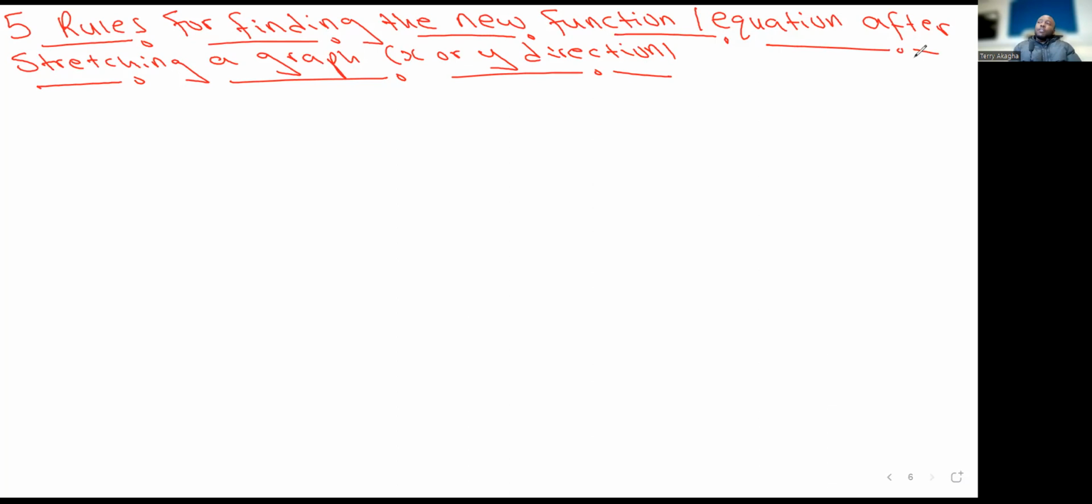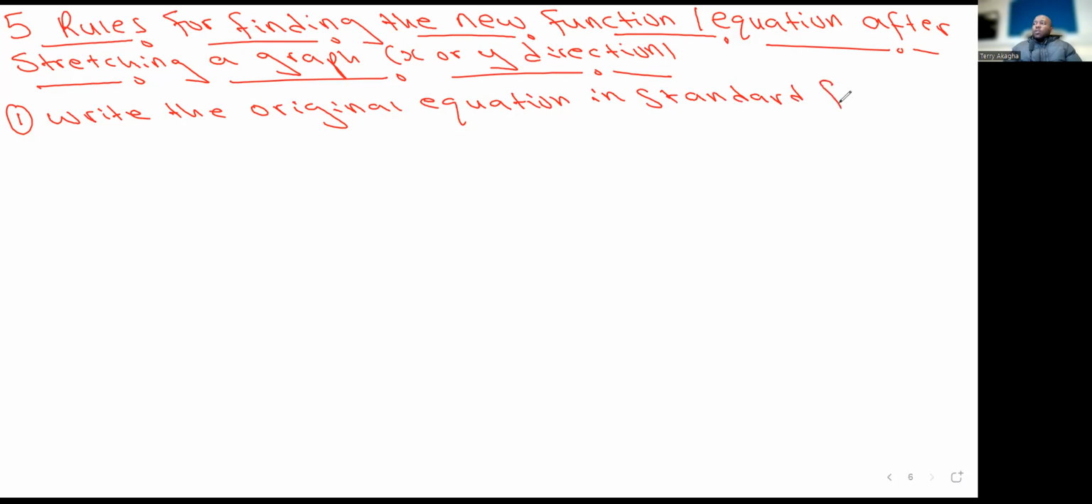So, the 5 rules for finding the new function after stretching in the Y direction. The first thing to do is to write the original equation in standard form. So number 1, you write the original equation in standard form.